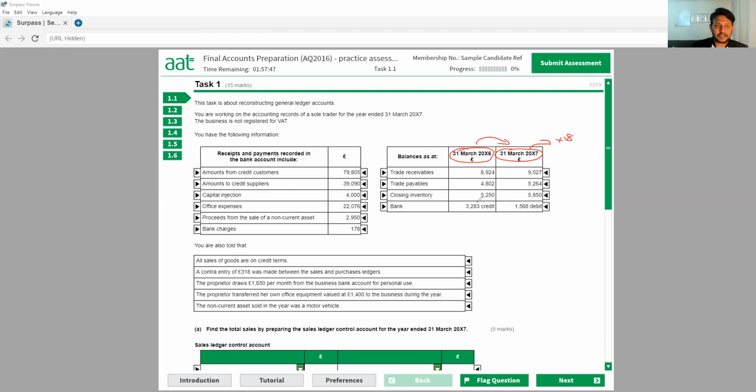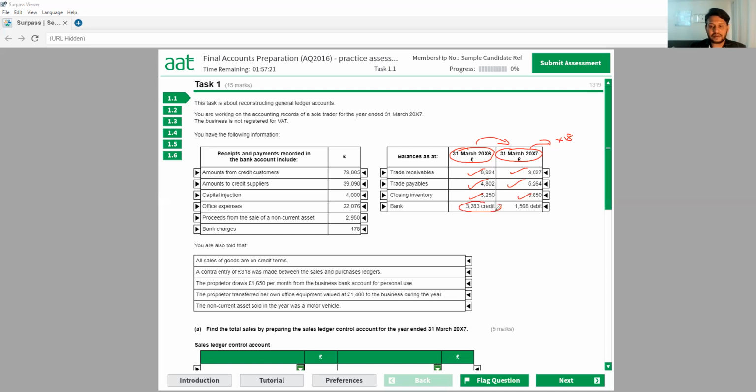So let's try to understand one thing that is a little bit tricky. Trade receivables, we have opening balance, that's the closing balance. Trade payable, opening balance, closing balance. Closing inventory, we have a year ending for 16 and 17. Now the bank, on 31st of March 16, we have a closing balance that is credit.